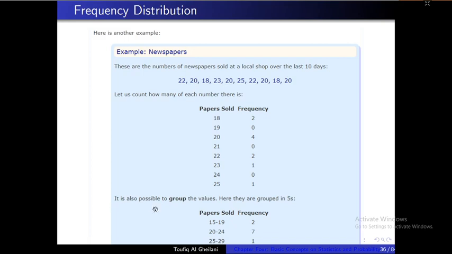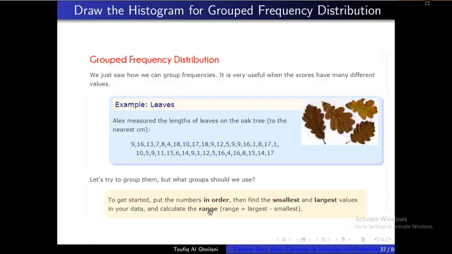It is also possible to group the values. Here they are grouped in fives. Papers sold between 15 to 19, frequency 2. However, in the next slide we are going to explain how we group data. Draw the histogram for grouped frequency distribution.